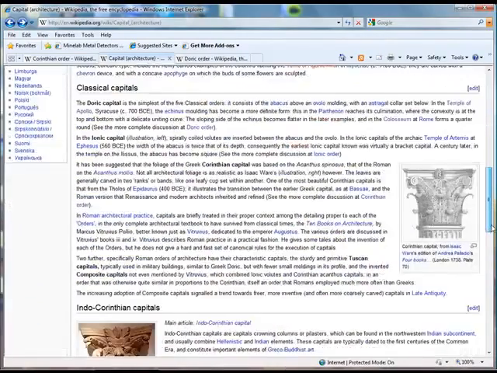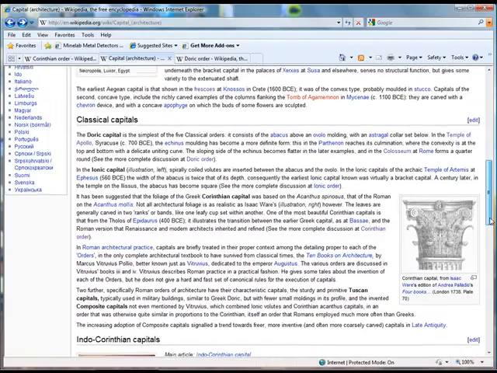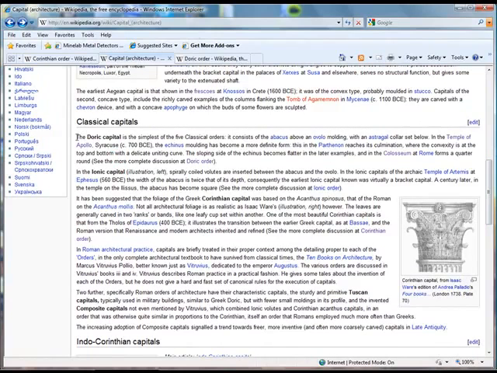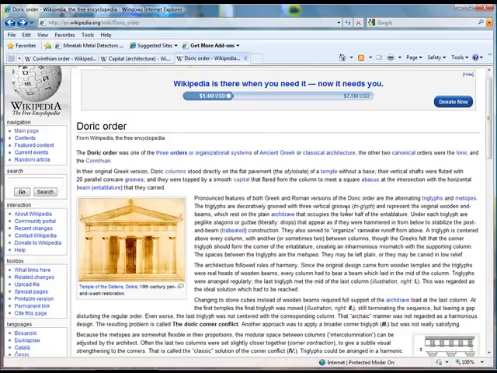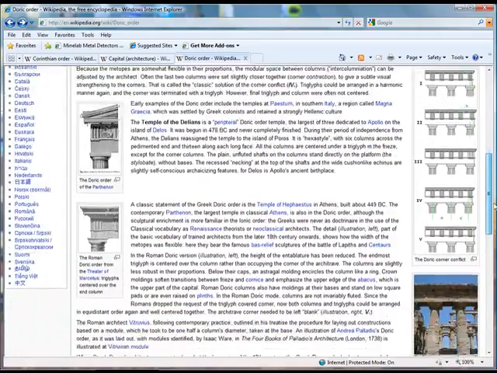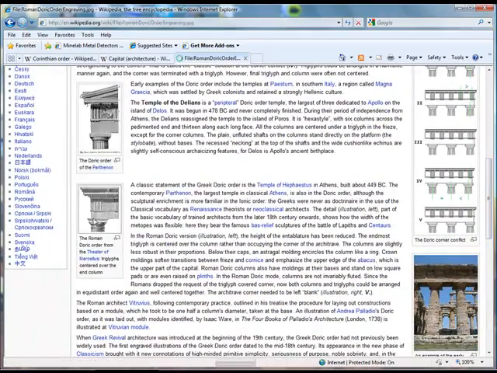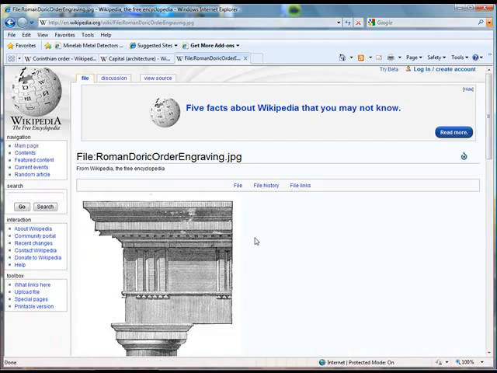All right, so let's go on down to classical capitals, it talks about the Doric capital. It says the simplest of the 5 classical orders. It consists of the abacus above and ovalo molding with an astragal collar set below. And it was used, it says, in the temple of Apollo in Syracuse in 700 BCE. Let's just get you an example of a Doric capital right here under the Doric order.